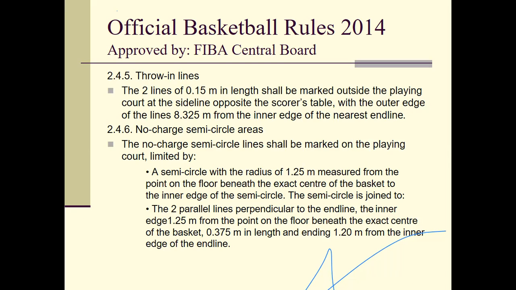These shall be marked on the playing court, limited by a semicircle with a radius of 1.25 meters. And then also two parallel lines perpendicular to the end line, the inner edge of which is 1.25 meters from the point on the floor beneath the exact center of the basket.